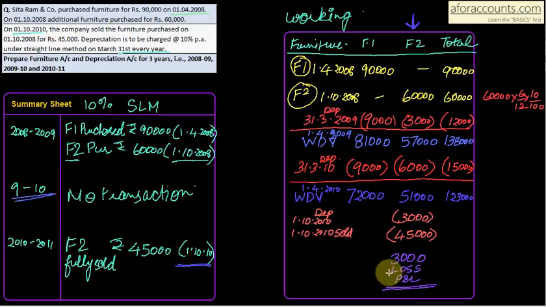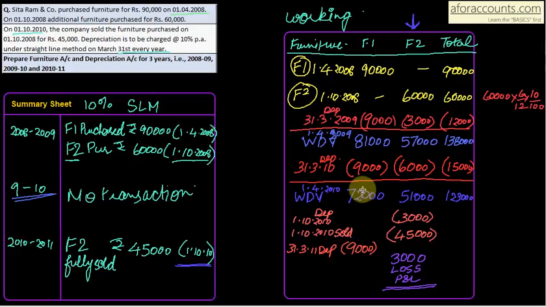Now for the furniture which we still have, depreciation will be calculated on 31/3/2011 because we are holding it. So calculate its depreciation on 31/3/2011. On 31/3/11, depreciation of the F1 furniture will be again 9,000, because 10% of 90,000 comes up to 9,000, and it is a full year and straight line method. So the depreciation comes up to 9,000.